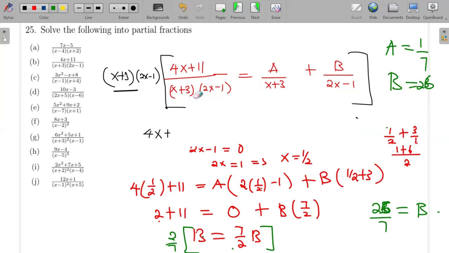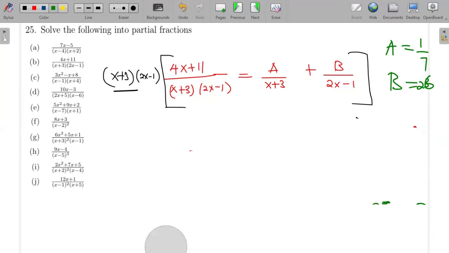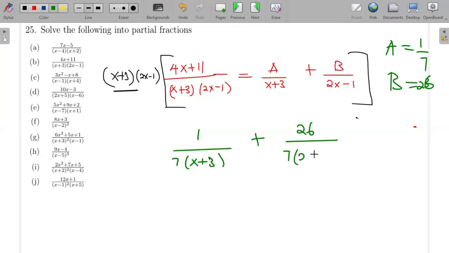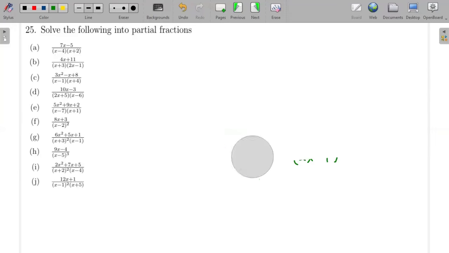But you've seen how we solved it, right? Let me just write the final answer here. That is 26 over 7. So the final answer was 1 over 7 (x plus 3), and then plus 26 over 7 (2x minus 1). All right, so that is how we deal with that. So those are all linear factors. Now when I look at part C, and also part D, part D is just fine, but part C is not fine.